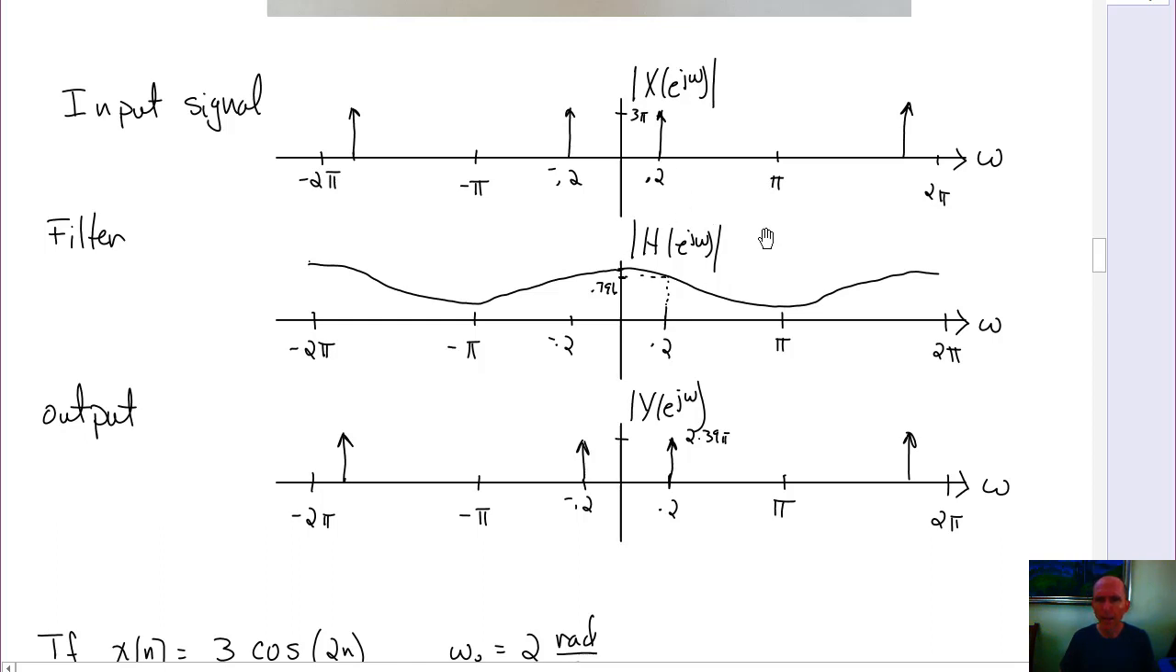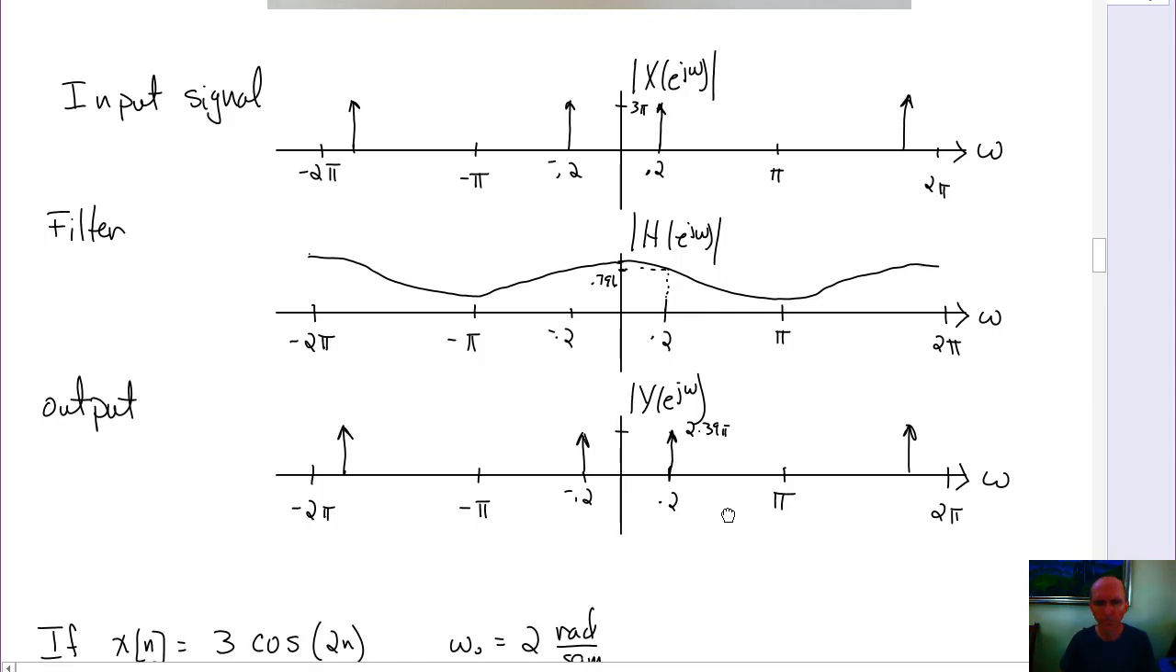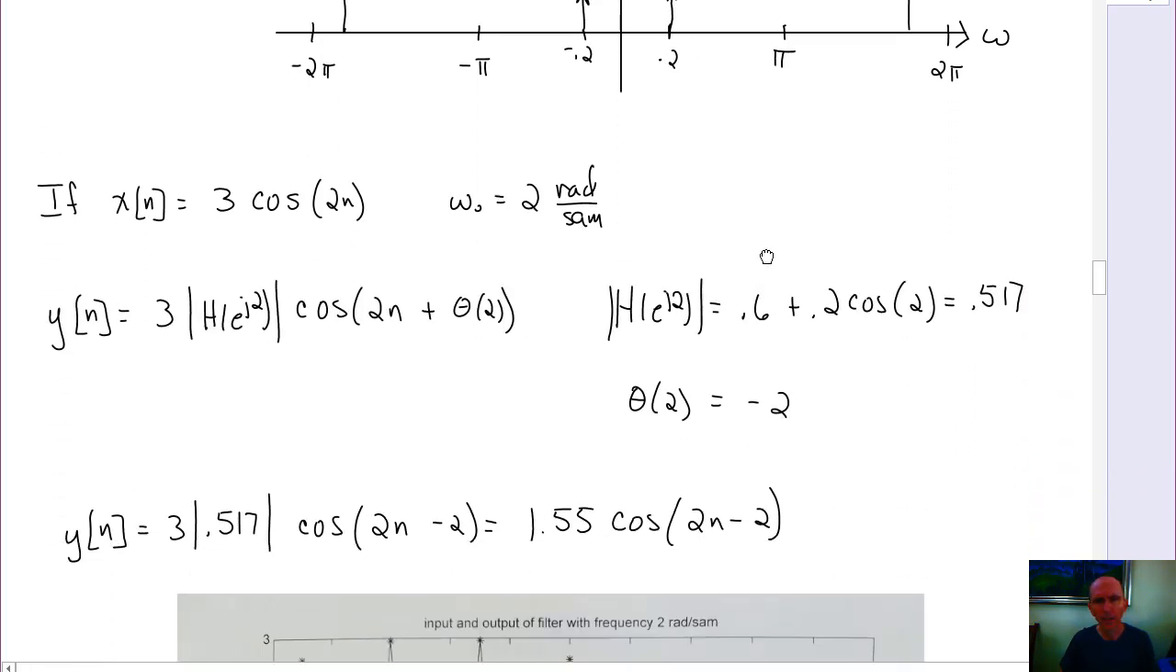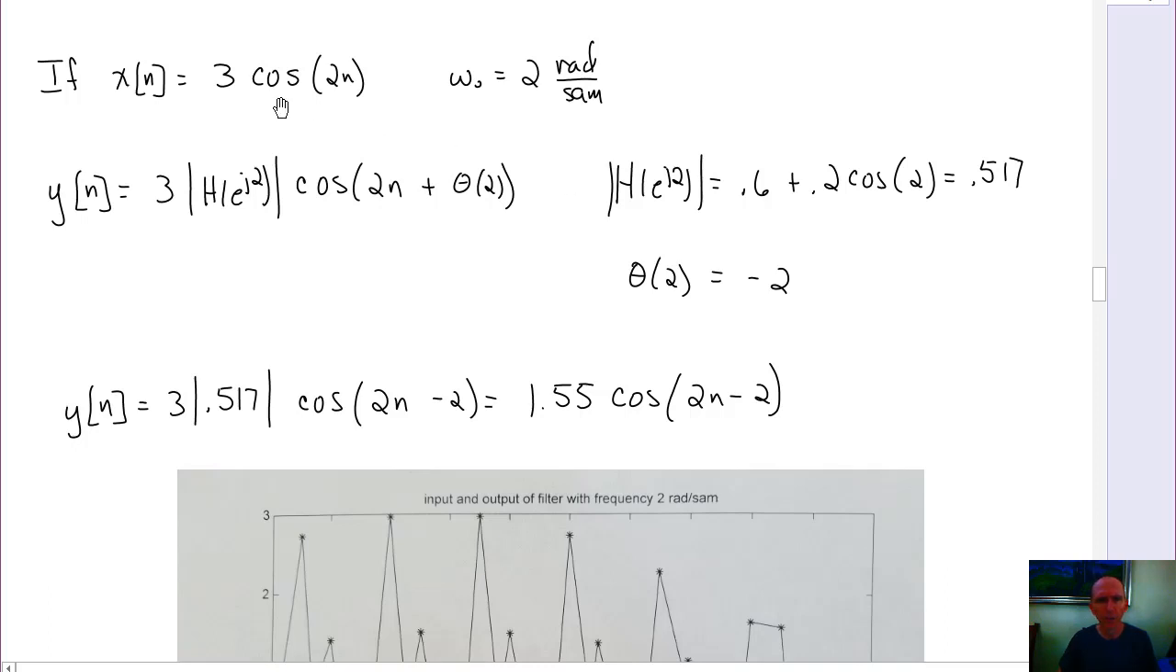Now, the magnitude of the filter, as we showed up above, is just going to look like a cosine oscillating up and down between 0.8 and 0.4. And so the output we know is going to be the multiplication of the magnitudes to get the magnitude of the output. Now what if we did this again, but this time for a cosine of frequency of 2 radians per sample? In other words, the frequency has changed, it's larger.